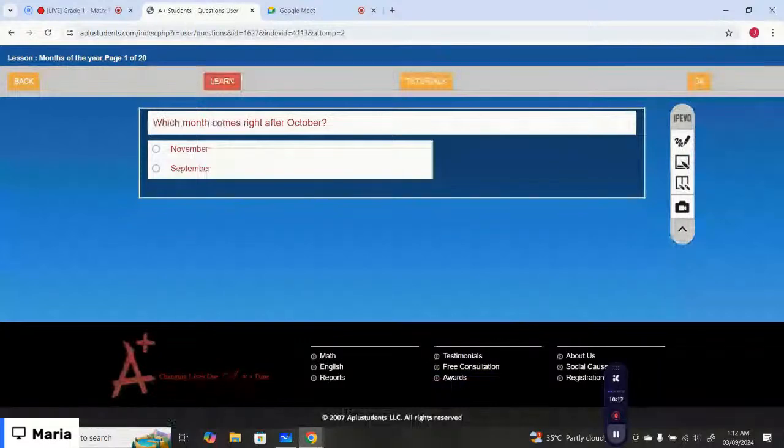Which month comes right after October? So next to October is November. So the correct option is November it is. Option number 1 is the correct option, that is November.